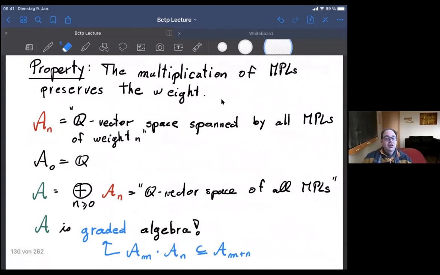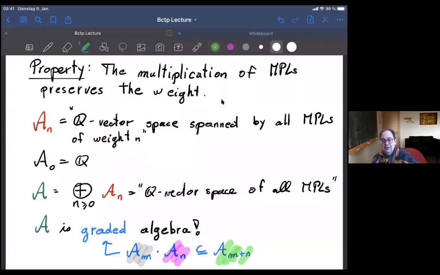There's a mathematical terminology that actually sums up this property of the multiplication preserving the weight. A is an algebra because A is a vector space and I have this multiplication. So it's an algebra, and this algebra is graded. Graded just means that if I multiply an object that has weight m and an object that has weight n, I get an object that has weight m plus n. So if you hear someone say that the algebra of polylogs is graded, that's what it means. The number of cards in your deck is conserved when you shuffle the cards.